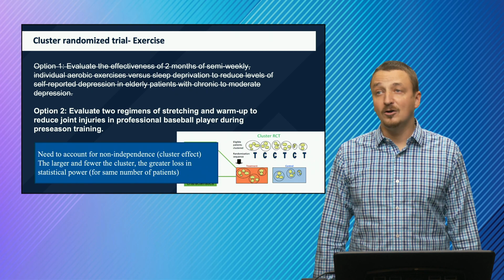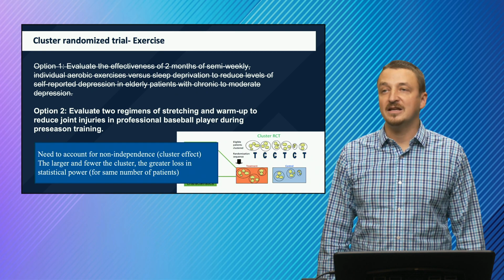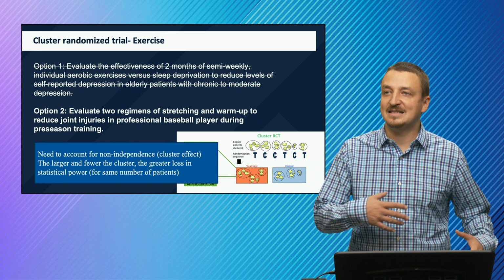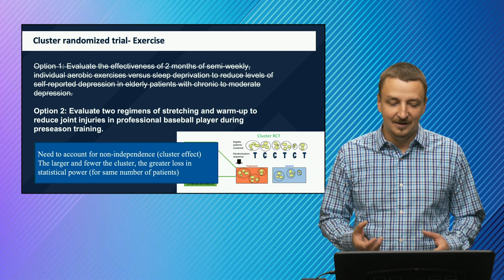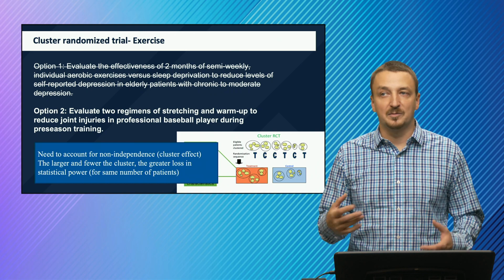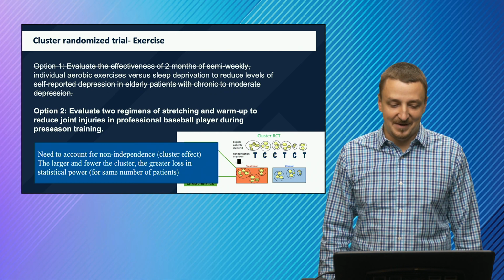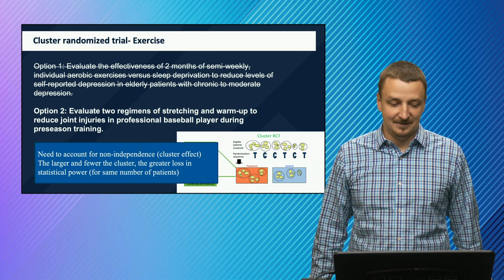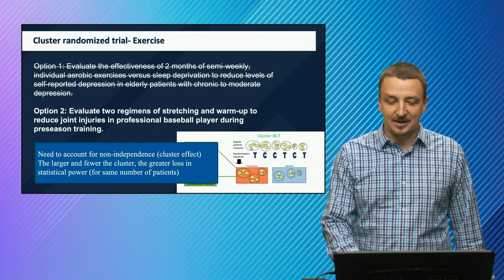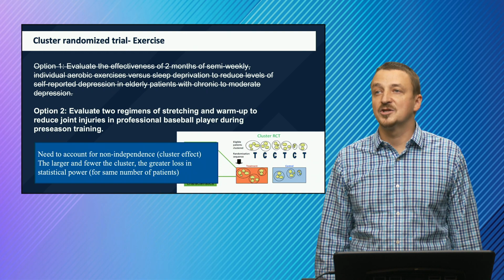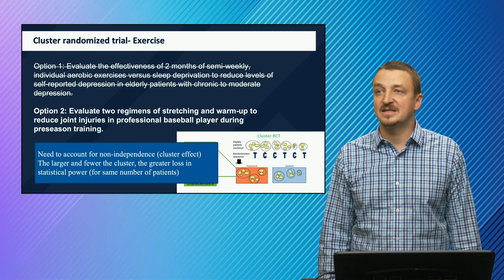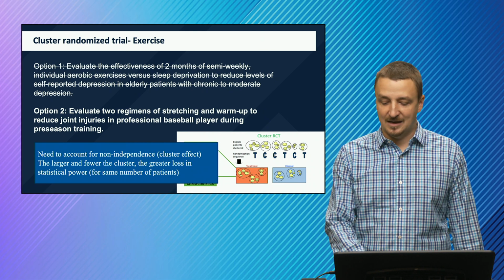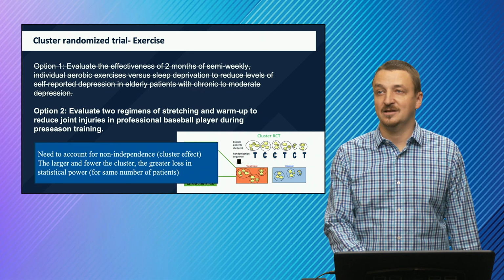What's important of course also for option 2 is that we need to account for non-independence. We need to account for the cluster effect, right? So we are not necessarily able to translate this to an individual level. Because of course in a baseball team, everybody will be doing basically the assigned exercises, and the cluster effect will in addition benefit that. And the larger and fewer the clusters, the greater is the loss in statistical power. This is also an argument why option 2 is better, because we can have numerous baseball teams in the league. For option 1 it may be a little bit more difficult to find multiple comparable matched clusters.